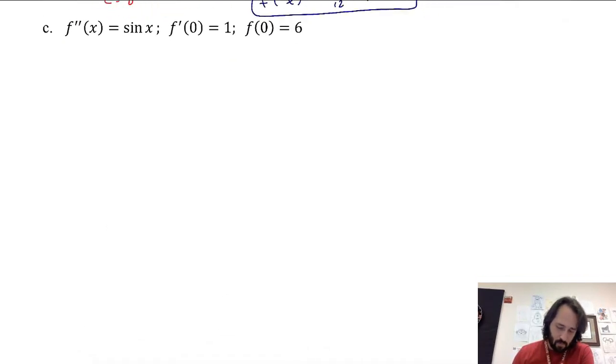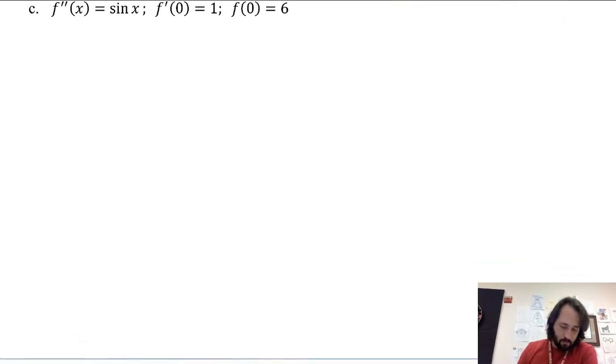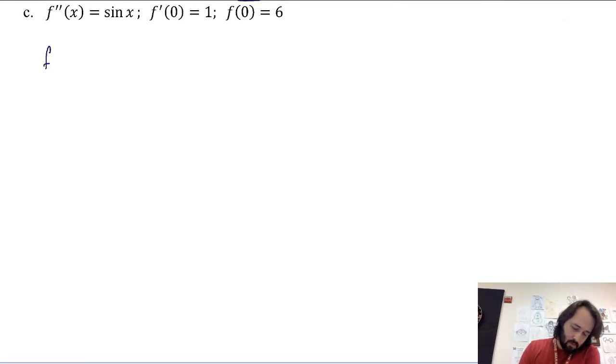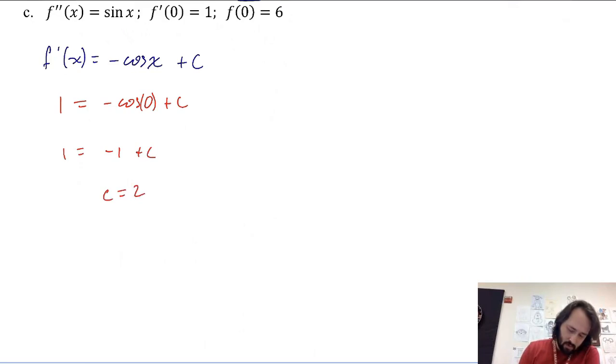All right, last one. So let's see, f prime would be negative cosine of x plus c. And if I put in 0, let's see what we got. 1 equals negative cosine of 0 plus c. 1 equals negative 1 plus c, so c must be 2. So that tells me then that f prime of x would be negative cosine plus 2.